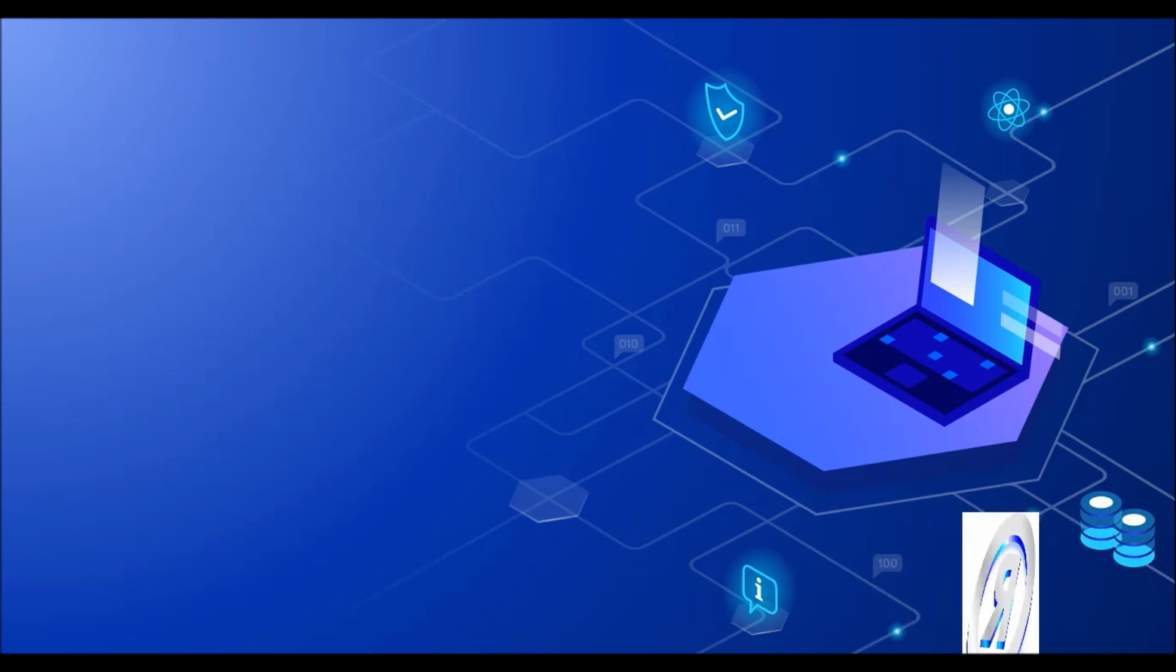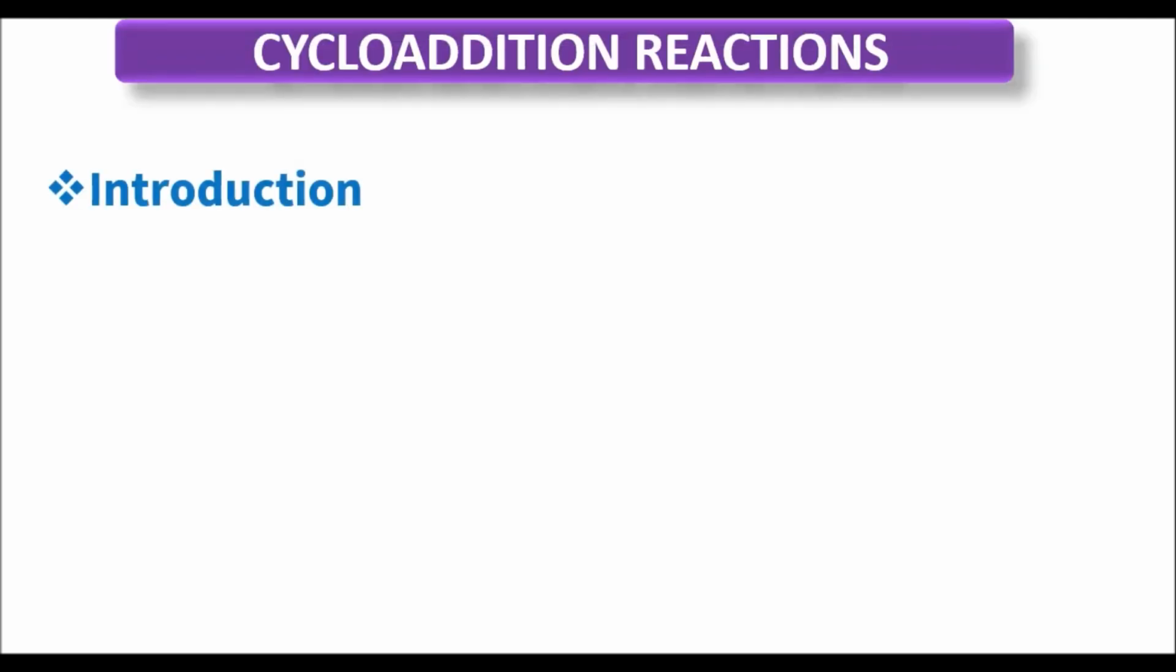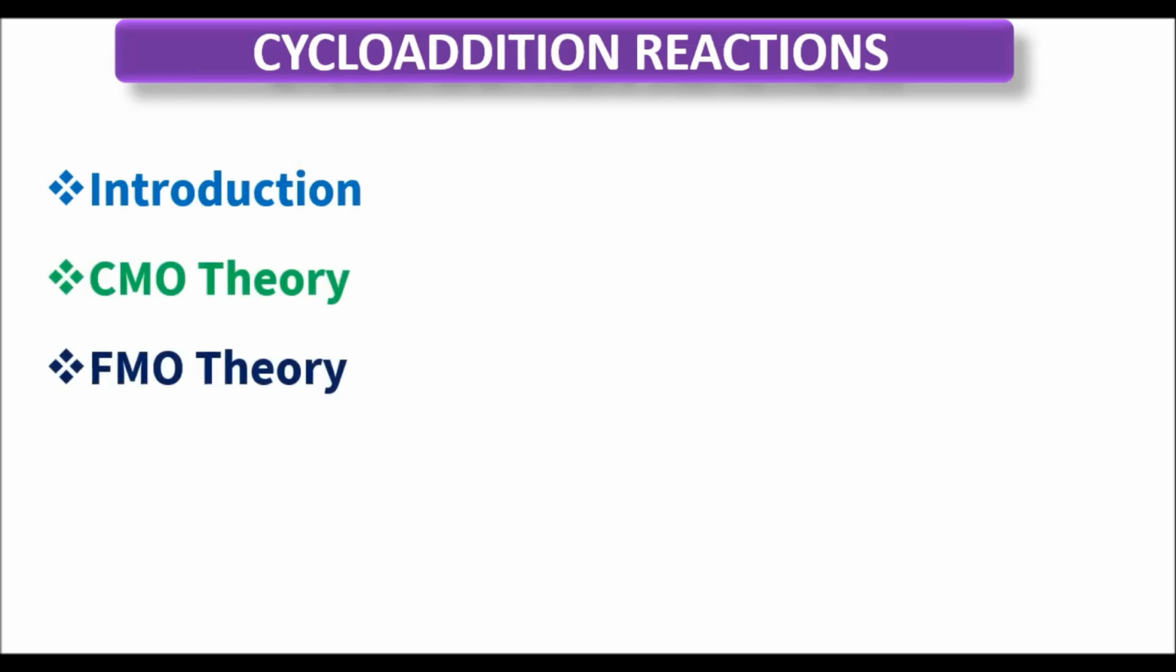Today's topic is cycloaddition reactions. Pericyclic reactions are classified into 5 types, and the second type is cycloaddition reactions. In this class I am going to make videos on: introduction to cycloaddition reactions, CMO theory of cycloadditions, FMO theory of cycloadditions, and PMO theory of cycloadditions. In this video I am going to discuss the introduction of cycloaddition reactions.